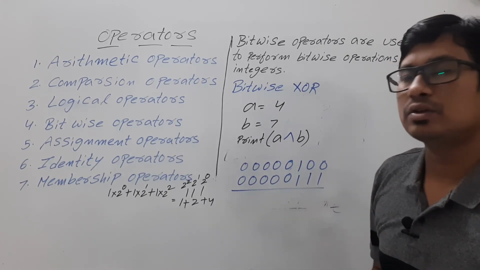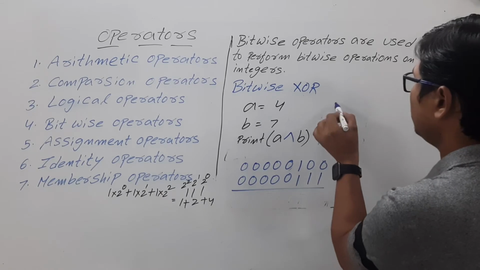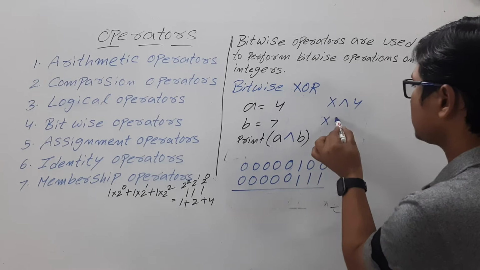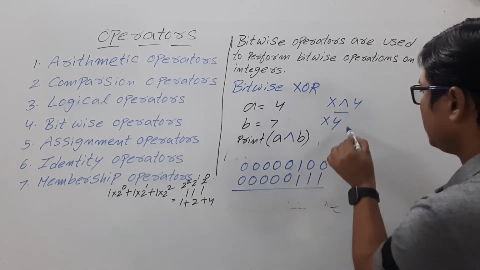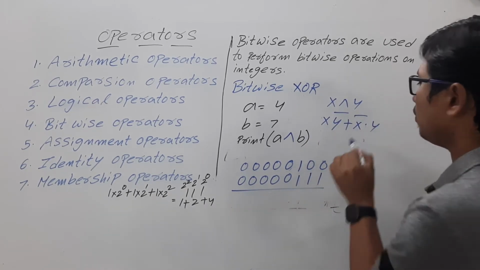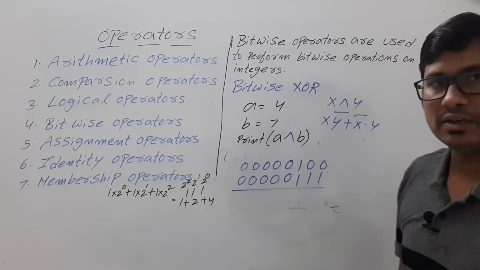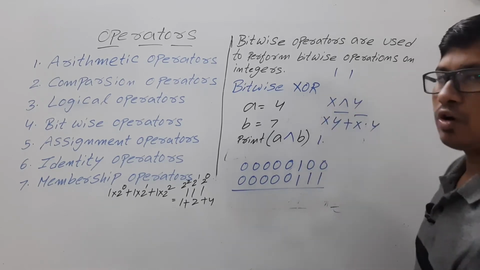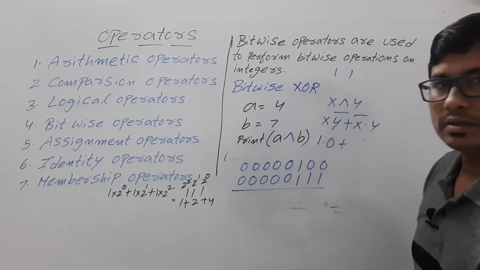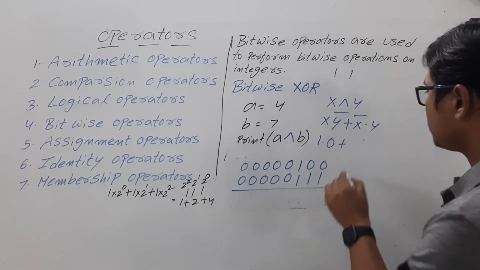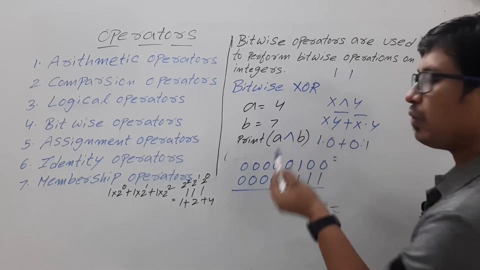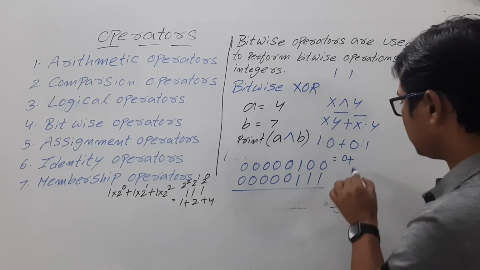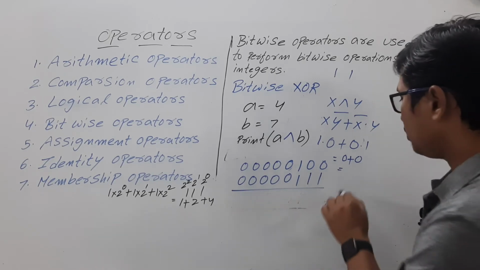Now, what is the exclusive OR? If you have x exclusive OR y, you can represent it as x into y complement plus x complement and y. So, if x and y are 1 and 1, then it will be 1 and 1's complement, which is 0, plus, again the x value is 1 so its complement is 0, and the y value is 1. So 1 and 0 will be 0, 0 and 1 will be 0, 0 or 0 will be 0.